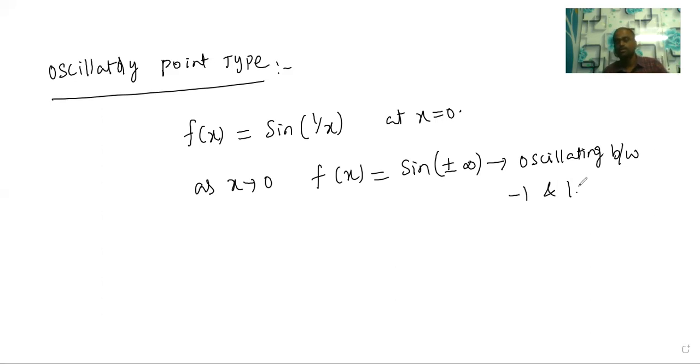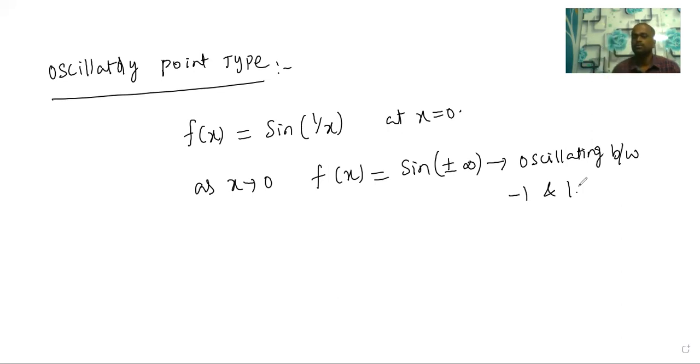Suppose particularly as x tends to 0 plus, 1 by x tends to infinity. In that case, sine of 1 by x tends to sine of infinity. Here we have to understand that 1 by x is a real number increasing indefinitely. As its value increases indefinitely, sin x is always oscillating between minus 1 and 1, because the maximum value of sin x is 1 and the minimum value is minus 1. And it is a continuous function, so it oscillates between minus 1 and 1.